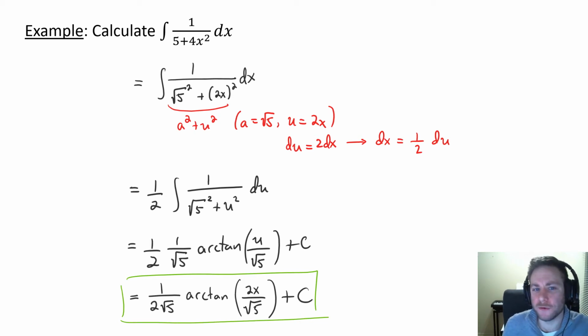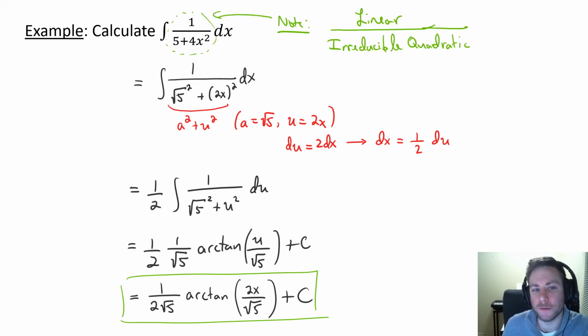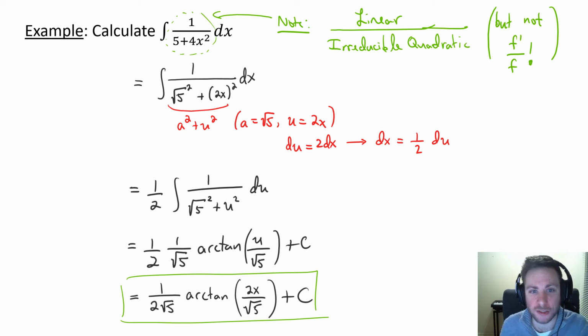Let's take a moment to reflect on the problem that we just did. You might have noticed that this function is of the form linear over irreducible quadratic. So it's a partial fraction. In the past, we showed that we can anti-differentiate these types of partial fractions if they're of the form f prime over f, but this one is not of that form. So studying arctan has helped us put another dent in that problem of anti-differentiating partial fractions.